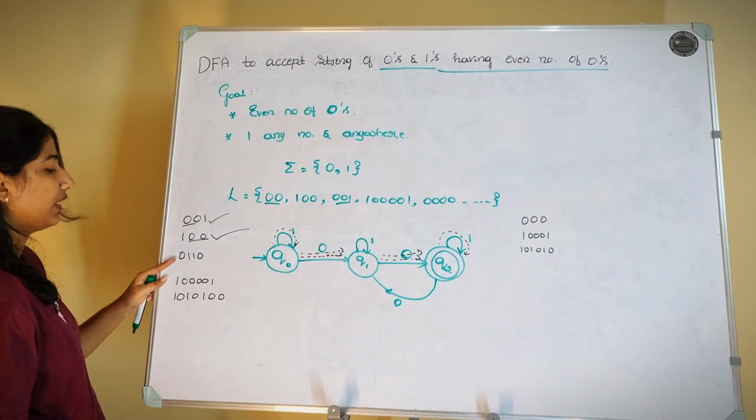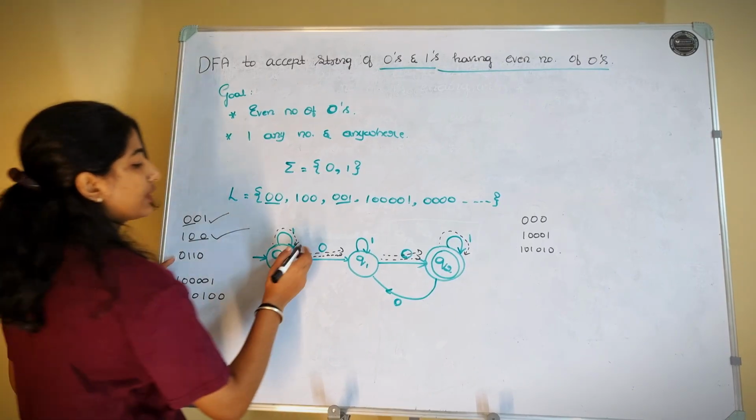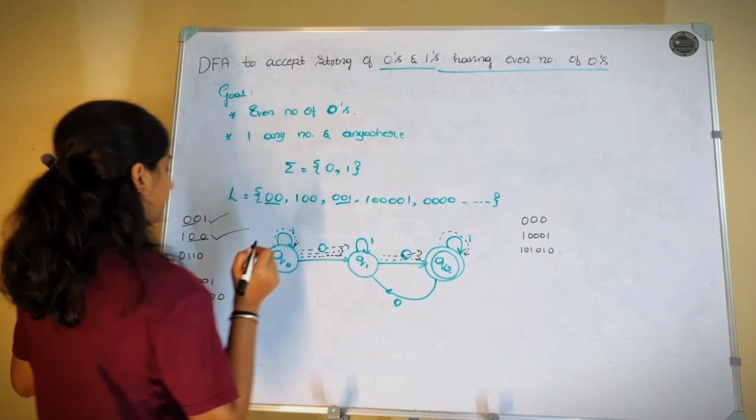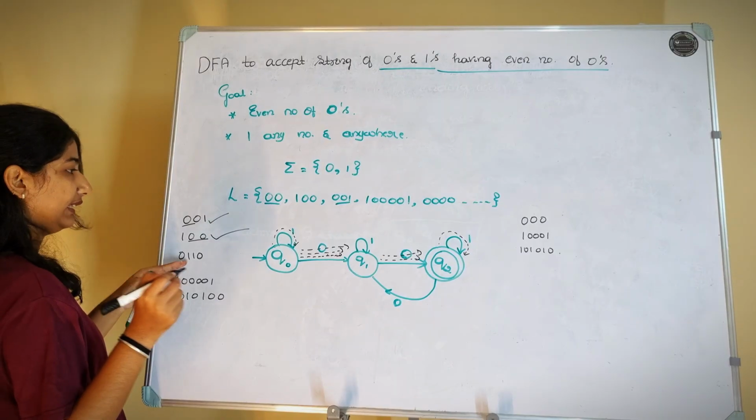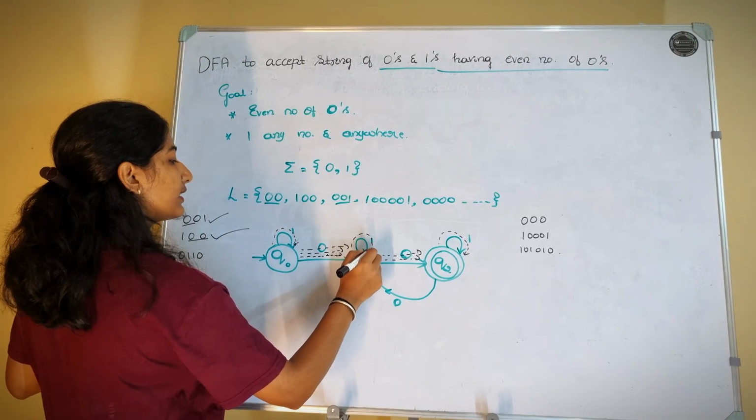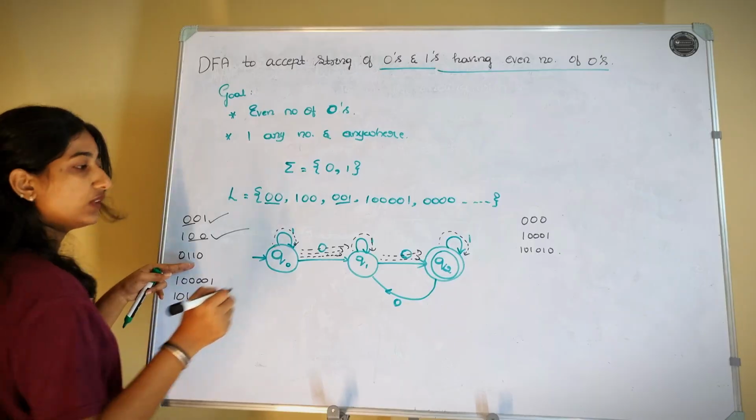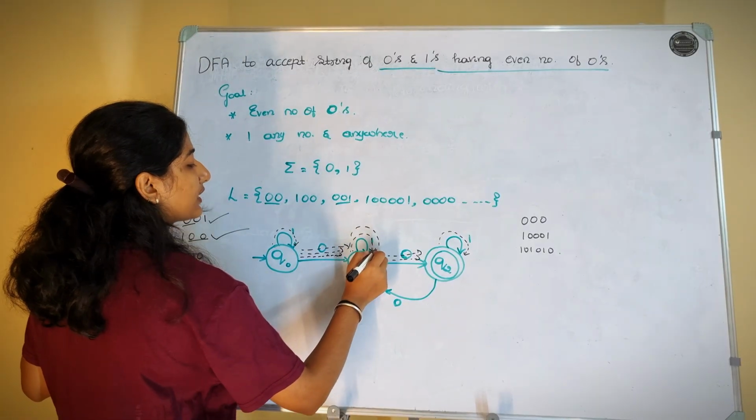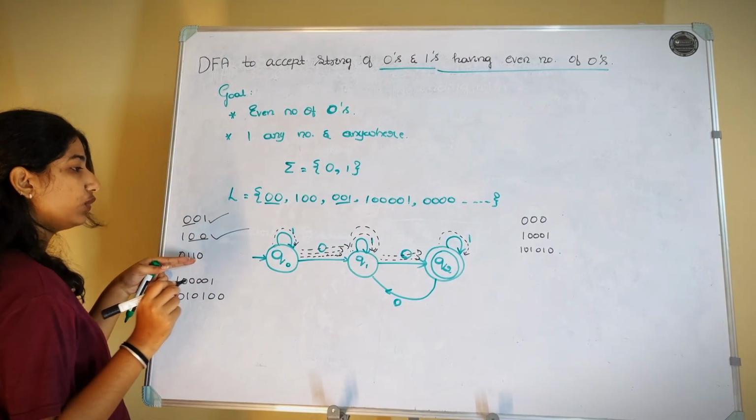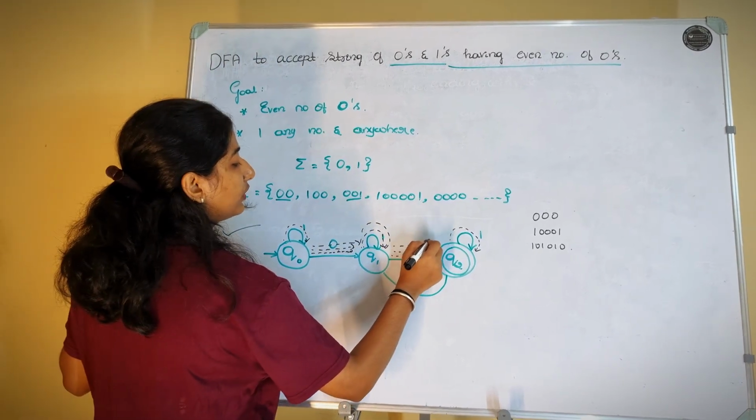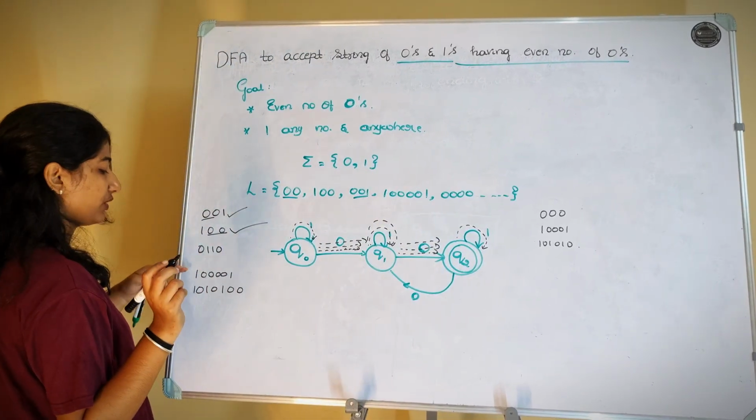Now 0, 1, 1, 0. So Q0 on 0 moving to Q1 and Q1 on 1, it will be there in Q1 state only. And Q1 again on 1, it will be there in Q1 state only. And Q1 on 0 moving to Q2. So this is also done.